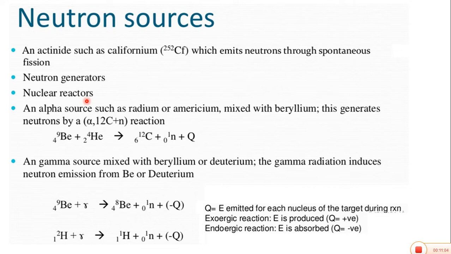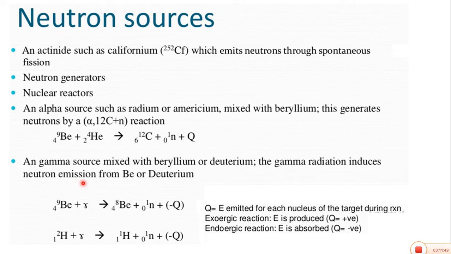So in this regard, the nuclear reactor gives you high flux, high energy neutrons with good speed. Another source used for the production of neutrons is an alpha source such as radium or americium mixed with beryllium. This generates neutrons by the alpha, carbon-12 plus neutron reaction. When alpha is bombarded on beryllium, it gives you carbon-12 and a neutron. So this is another source. Another source is a gamma source mixed with beryllium. Gamma is energy which is transferred to the beryllium atom or deuterium atom. This process is known as gamma radiation induced neutron emission.